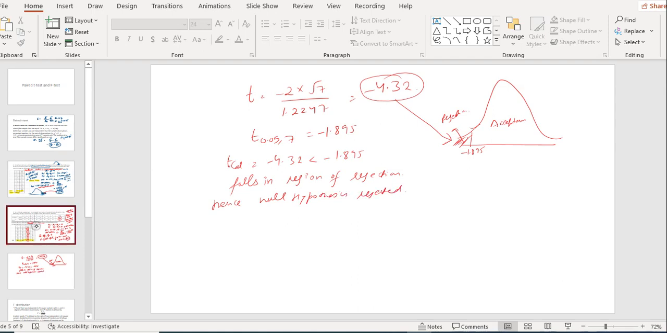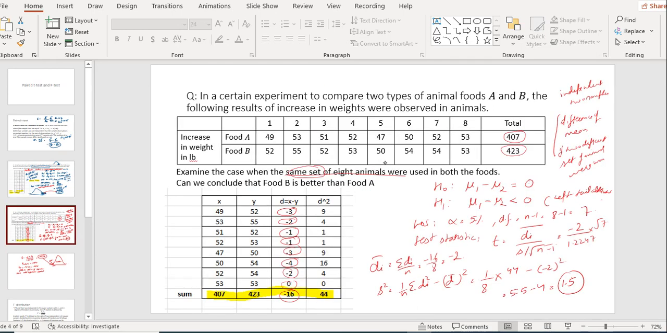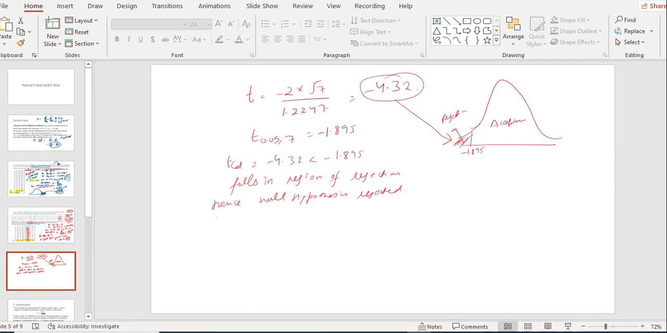So we can conclude here that food B is better than food A. That means the conclusion is food B is better than food A, because with food B there is more increase in weight than with food A when we compare their increase in weight. Okay, hence the result.